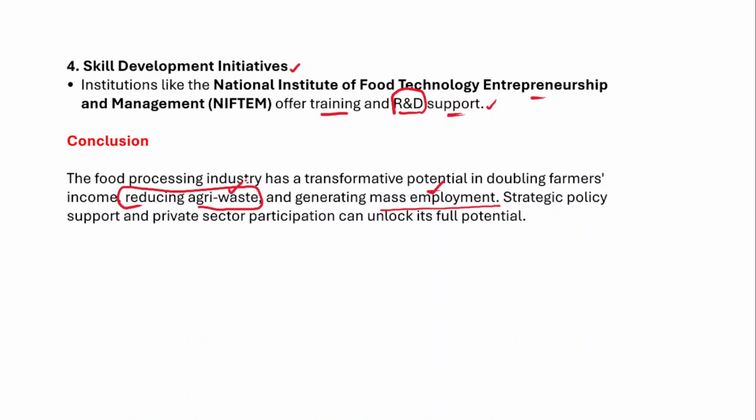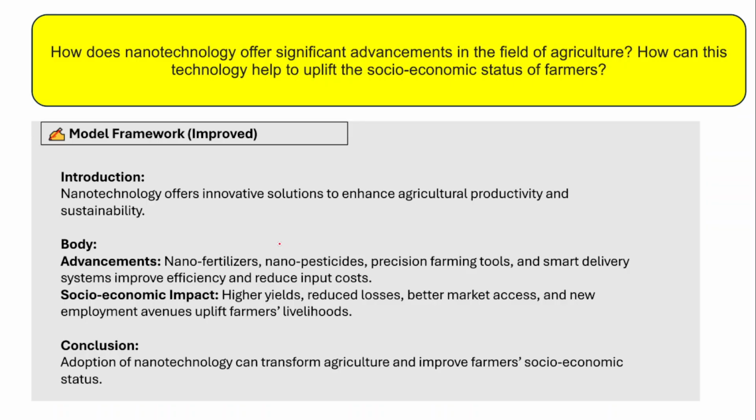It could reduce the agricultural waste, and at the same time it could also double the farmers' income, because the farmers will get remunerative prices for their produce. Now in this context, the strategic policy support and private sector participation can actually unlock its full potential, the food processing sector's full potential. So that's how, in an optimistic manner, you need to write the conclusion for this answer.